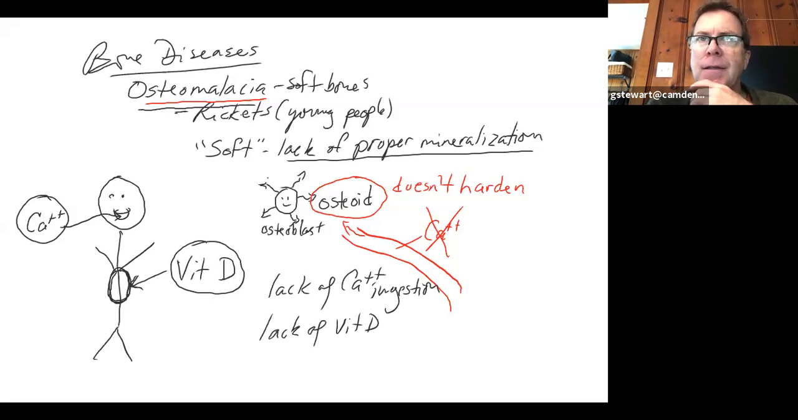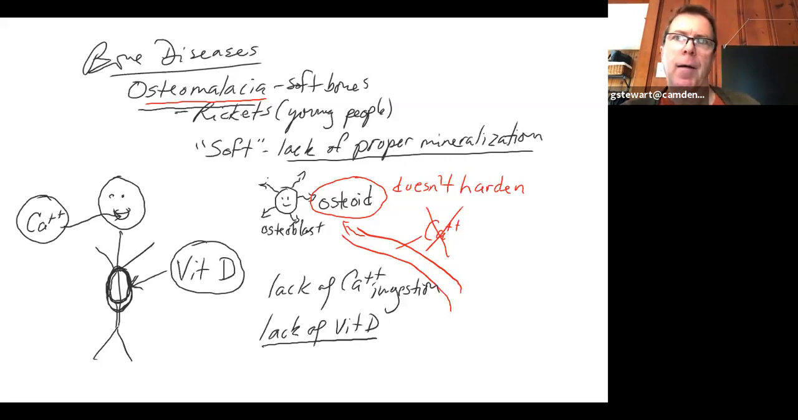Now, we do make vitamin D when our skin is exposed to UV light. So we have the ability to make vitamin D, but if we don't get enough sun exposure, that causes a lack of vitamin D. We can also ingest vitamin D. So there's two ways we can get vitamin D into our system, either through sunlight or through ingesting it. Lack of either one of those doesn't allow calcium to be absorbed in our intestines. So it's more complicated than that, but that's the easy version. So that is what can cause osteomalacia and rickets in young people. It's usually dietary caused and or lack of sunshine.